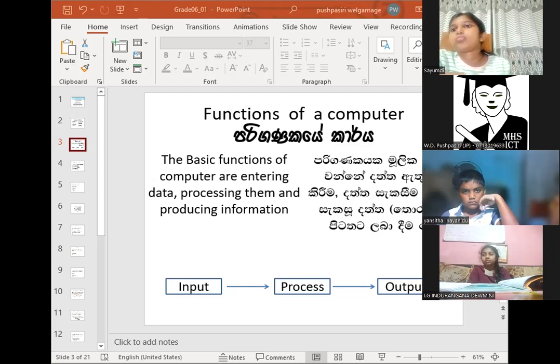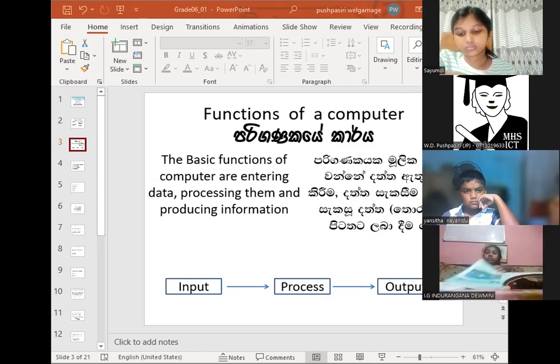So the computer also has many features, which we call in Sinhala ගුණාංග, right? So we have to understand all those features of a computer. Right? We need to understand well the basic features of a computer. Okay, we will see all those things, right?